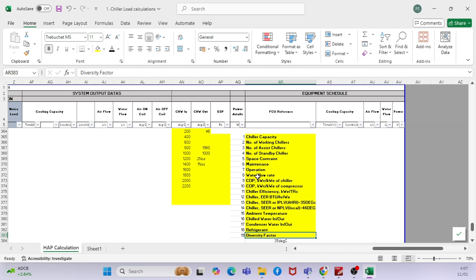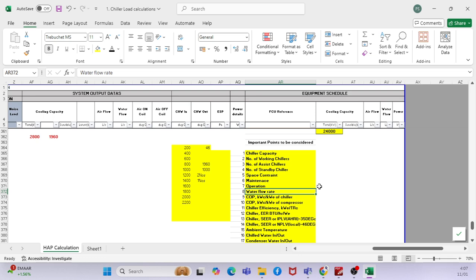Okay, now one more thing, you're going to calculate the water flow rate, right? So the water flow rate is basically required for the pipe sizing or for the distribution. What is the water flow rate required to cool the particular project, right? It's required. Okay, so that also we will discuss.